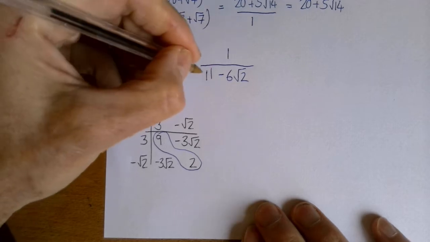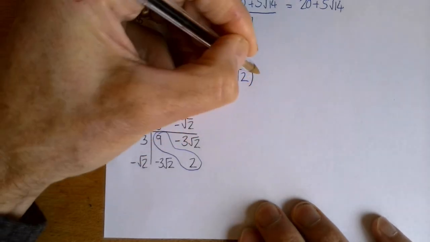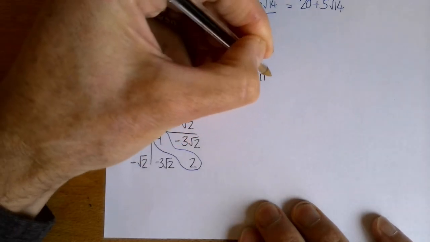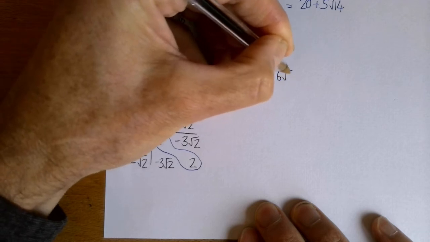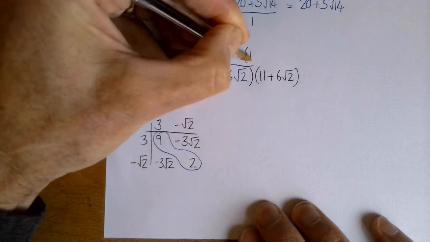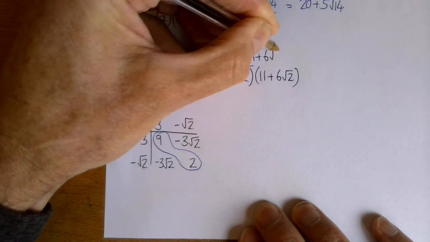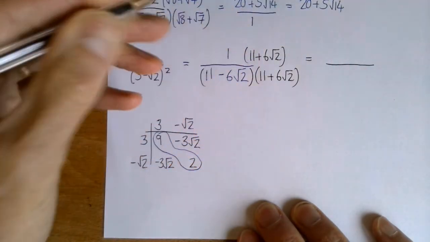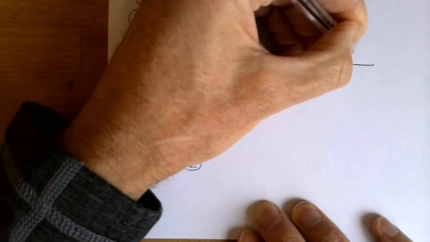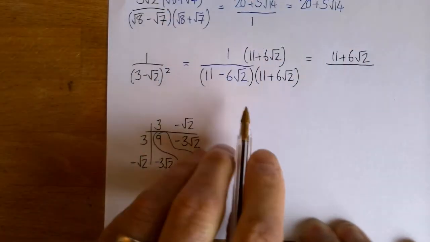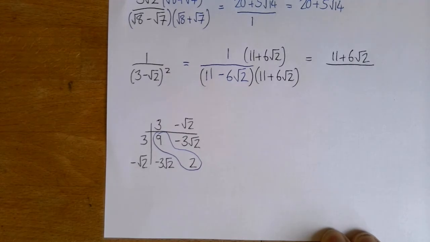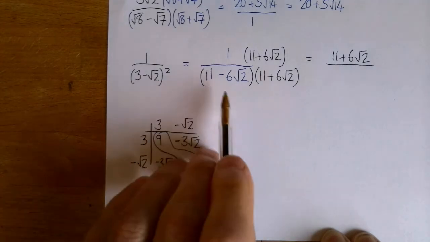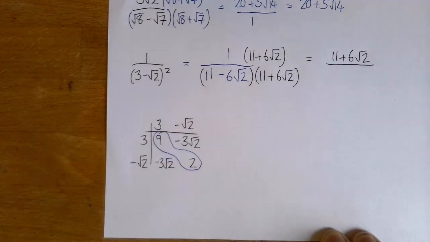So now I am going to rationalise, and I'm going to multiply by 11 plus 6 root 2. The numerator is nice and easy, it's just one lot of that. What I'd like you to do is pause the video and expand that and see what you get as your denominator.